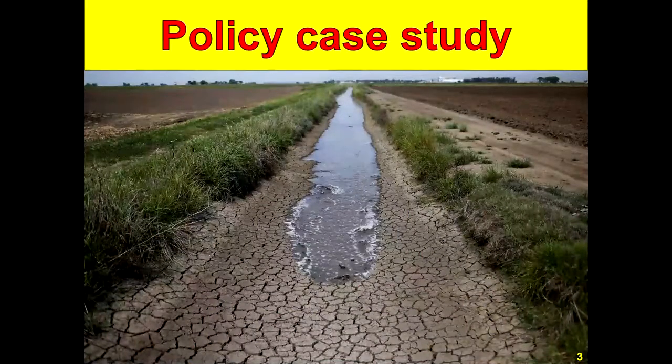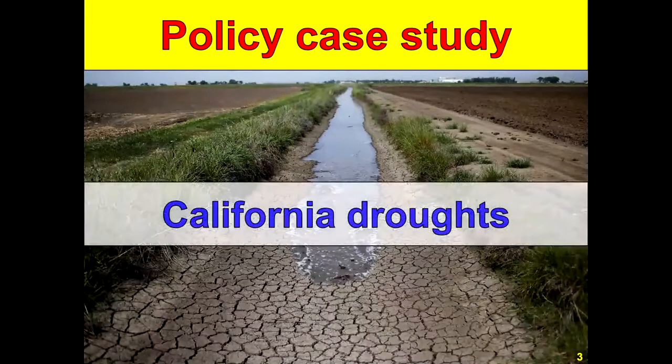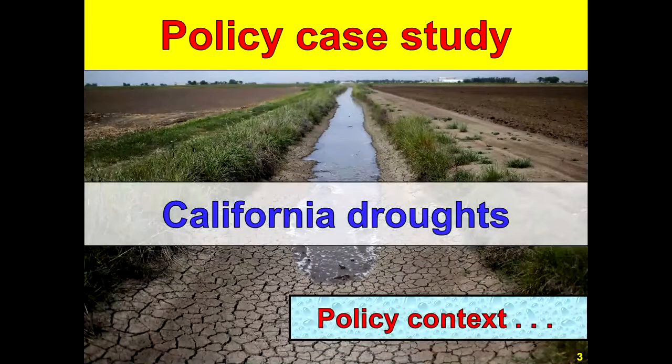The case study is set in California, and it deals with the issue of California droughts, which are an old problem in California, one they've dealt with for as long as the state has been a state and even well before. If we look at the policy context, it's important to look at the historical record.